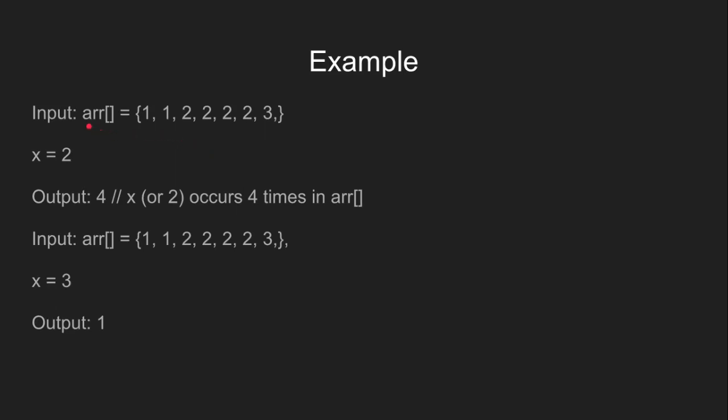Let's see a few examples. Suppose we have this input array and we have to find the frequency of 2. So the output will be 4. If we have to count the frequency of 3, it will be 1.